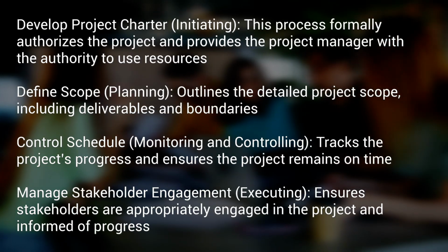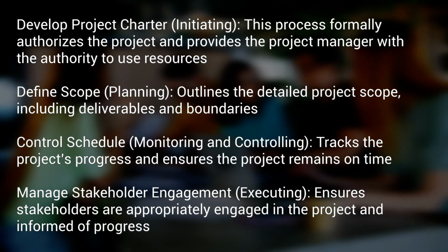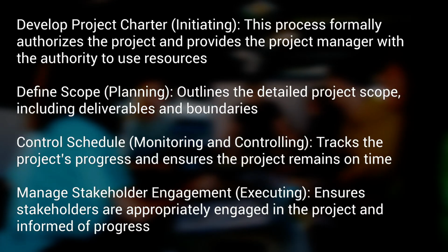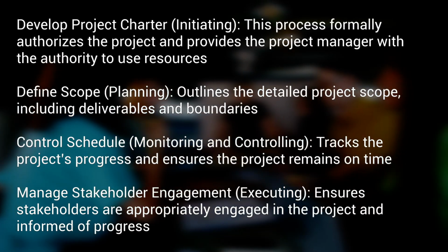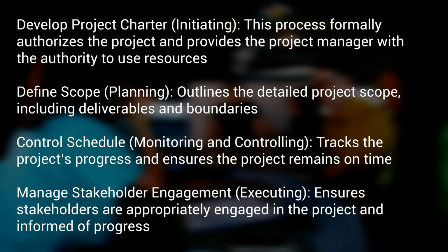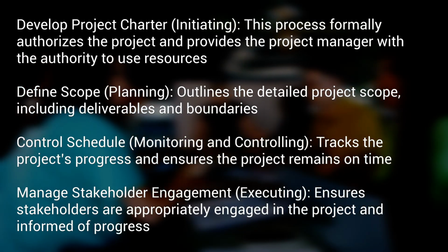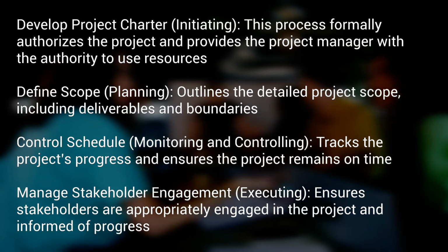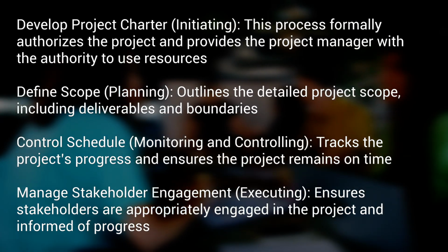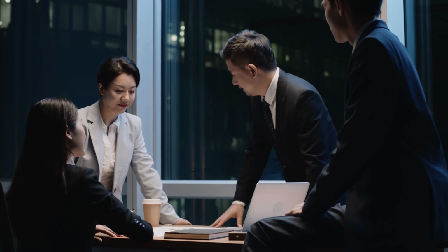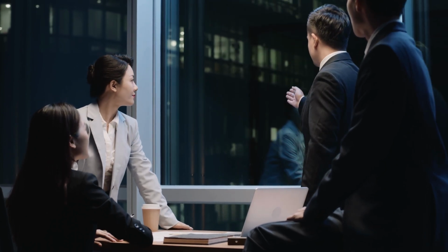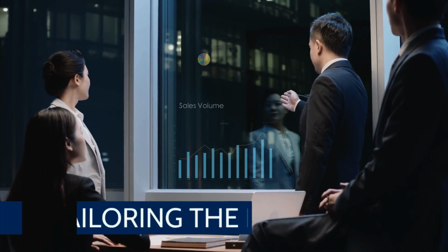Control schedule, monitoring and controlling. Tracks the project's progress and ensures the project remains on time. Manage stakeholder engagement, executing. Ensures stakeholders are appropriately engaged in the project and informed of progress. Understanding the processes helps project managers make informed decisions at every stage of the project.